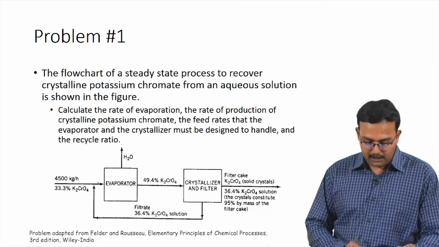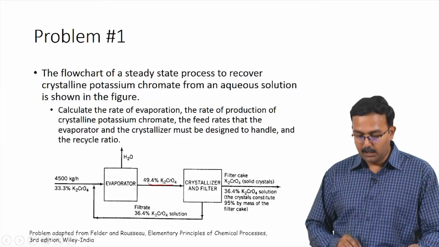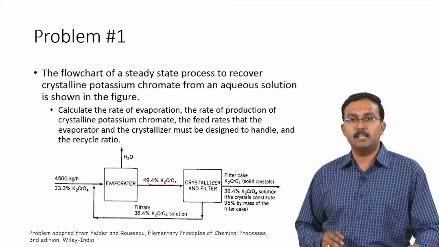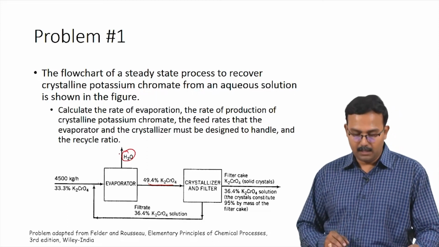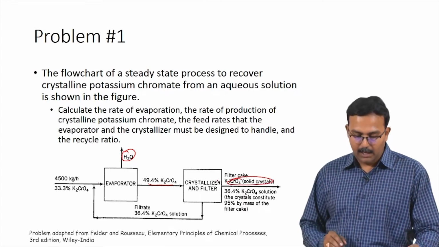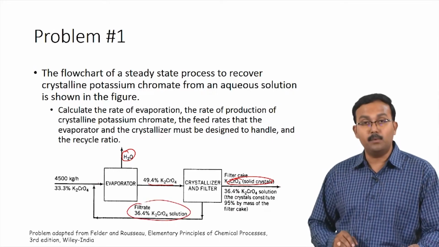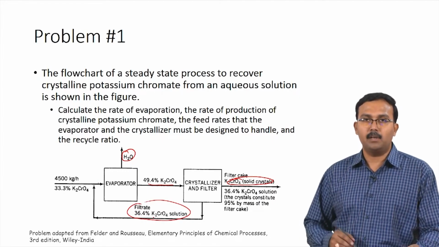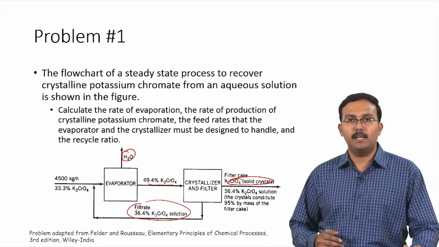So we need to calculate this particular stream, and we also need to calculate this stream, which is the feed rate to the crystallizer and filter, which is what the crystallizer needs to be designed for. In addition to these things, we also need to calculate the rate of evaporation and the rate of production of crystalline potassium chromate, which would be this, and with all this we also need to calculate the recycle ratio, which means we need to know how much of the filtrate is actually coming back to the recycle, and we will have to calculate the recycle ratio as recycle divided by fresh feed. So let us start performing the calculations required.